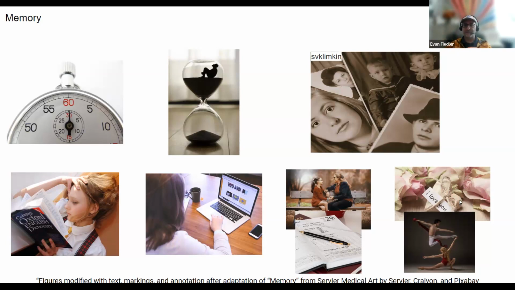Maybe you participate in a physical activity, a sport, and you remember the actions from that sport. Your body just remembers that. That would be a long-term memory. Let's take a look at the notes.